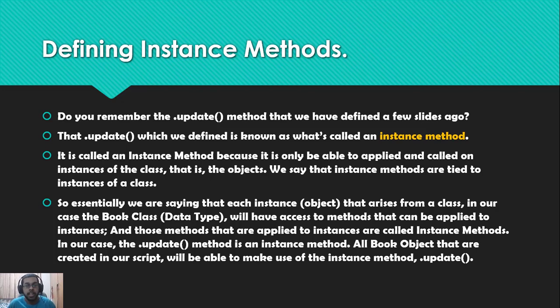So essentially, we are saying that each instance object that arises from a class, in our case the book class data type, will have access to methods that can be applied to instances. And those methods that are applied to instances are called instance methods. In our case, the .update method is an instance method. All book objects that are created in our script will be able to make use of the instance method update.